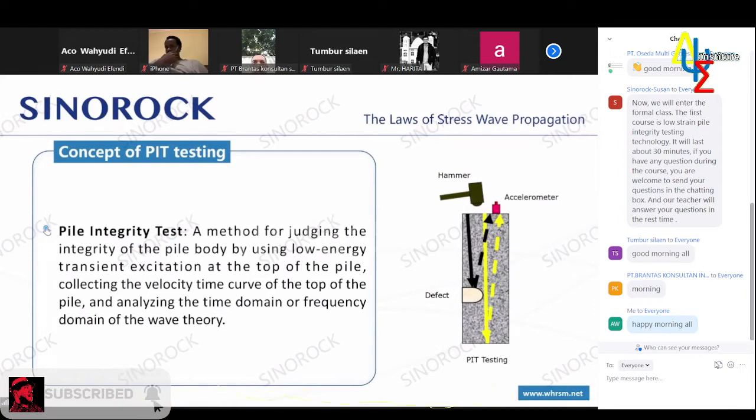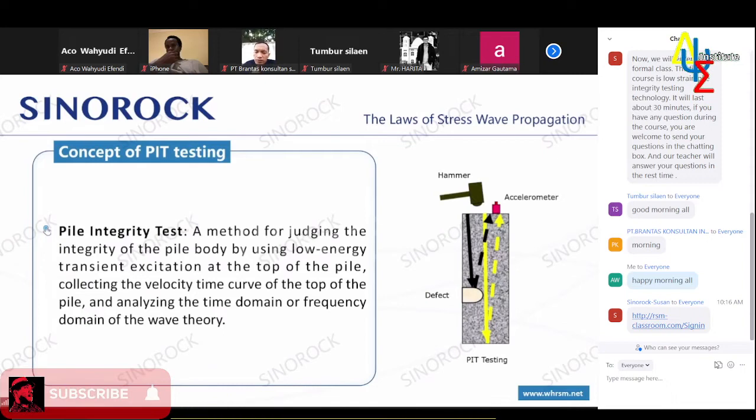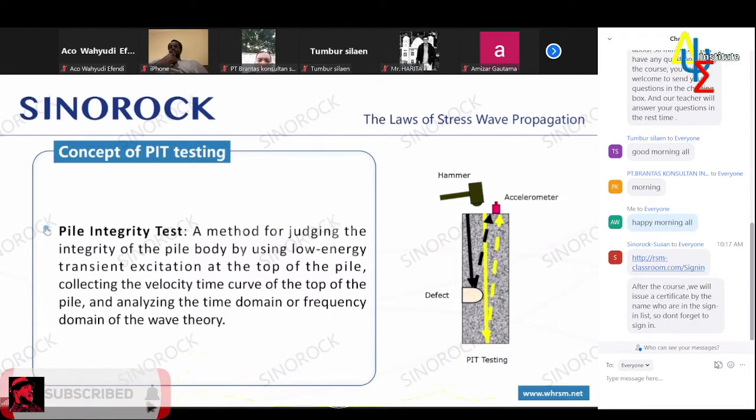In the figure on the right, the stress wave generated by low-energy transient excitation at the pile top propagates along the pile body, and when the stress wave meets the discontinuous or defective position in the pile body, it generates a reflected wave. We receive its signal through the sensor installed on the pile top, and then analyze the phase, amplitude and other indicators of this signal through the stress wave method, and then analyze, judge and evaluate the integrity of the pile body. This is the detection principle of low-strain method.